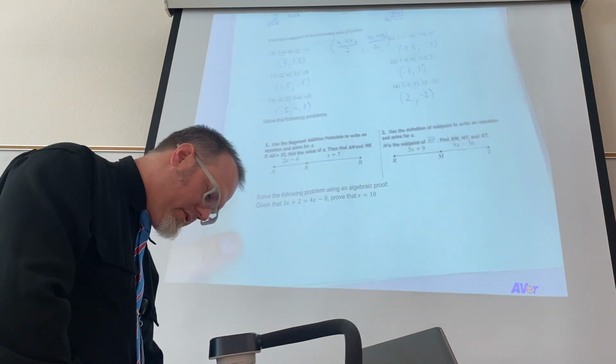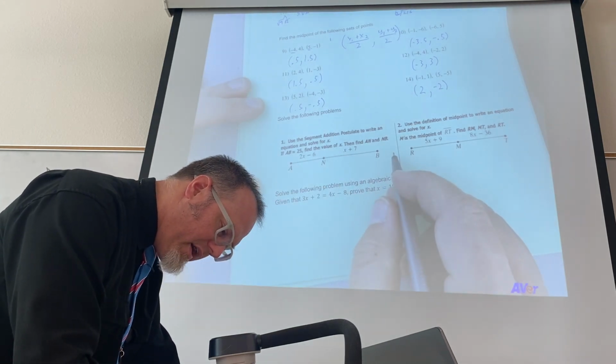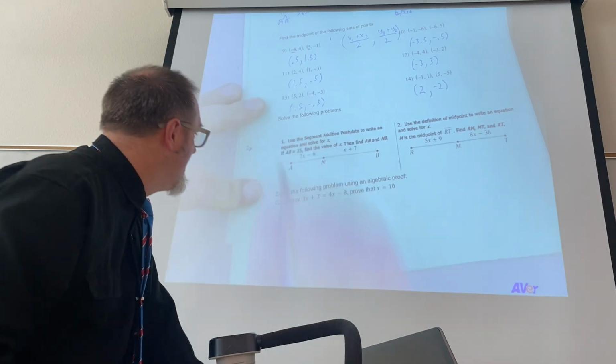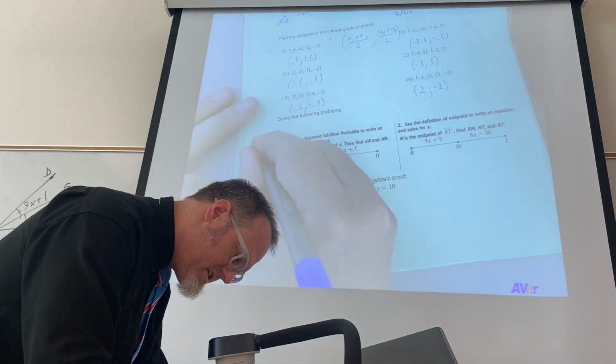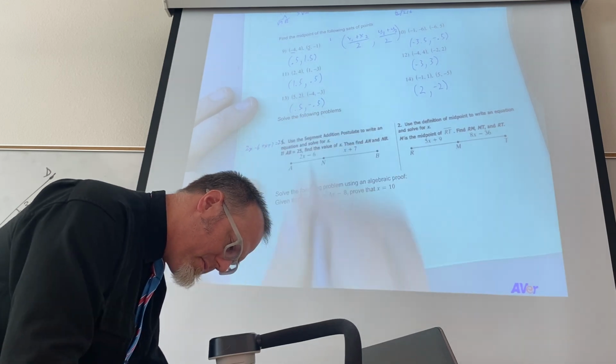So I kind of don't have room for this one. AB is the whole thing, and that's 25. I know that the two parts together are going to make the whole thing, so 2x minus 6 plus x plus 7 equals 25.